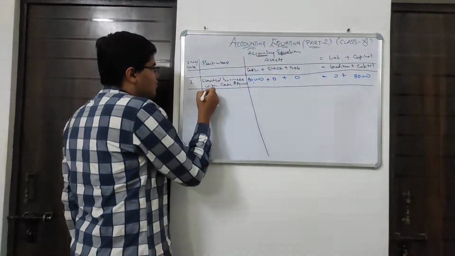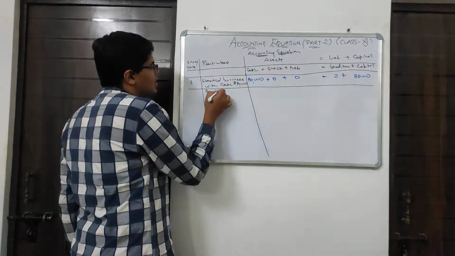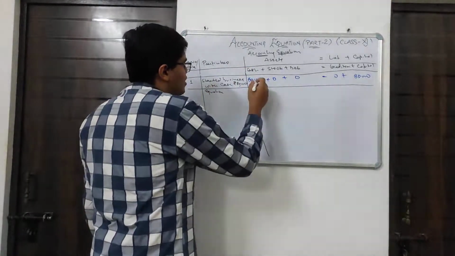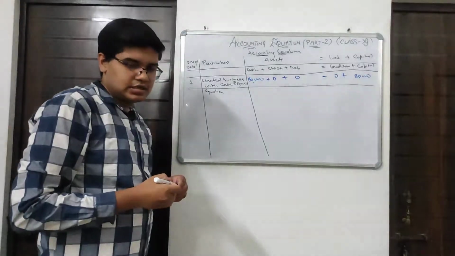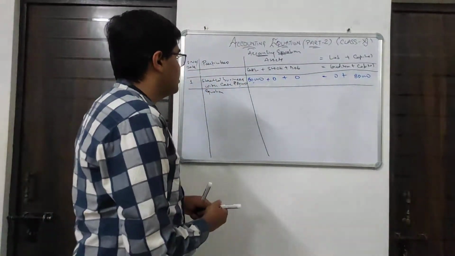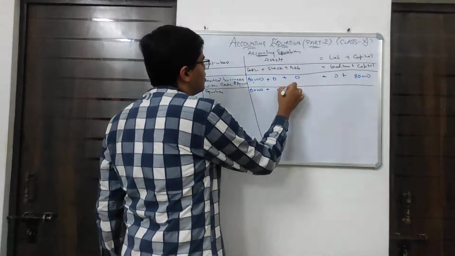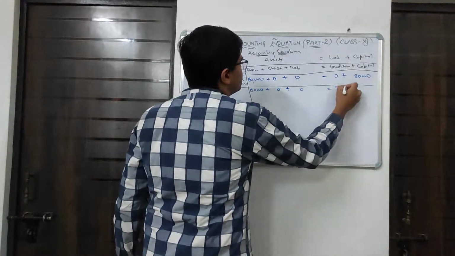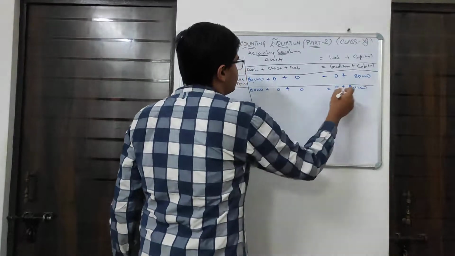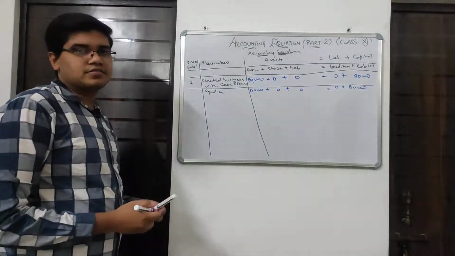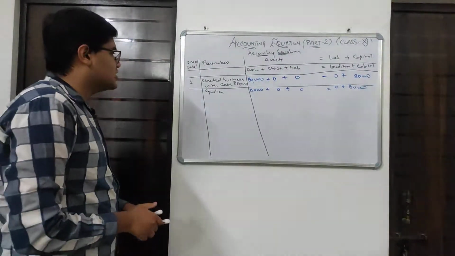You have to write here the equation, which means that you are copying it. 80,000 plus 0 is equal to 0, 80,000. We are doing this to balance the equation. Now moving on to the next transaction.